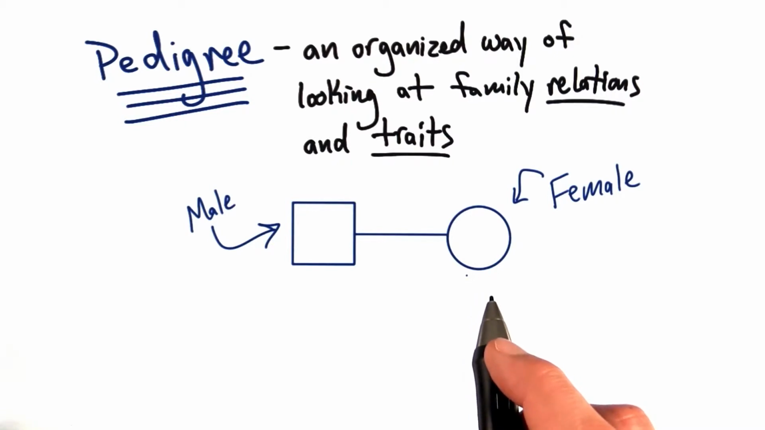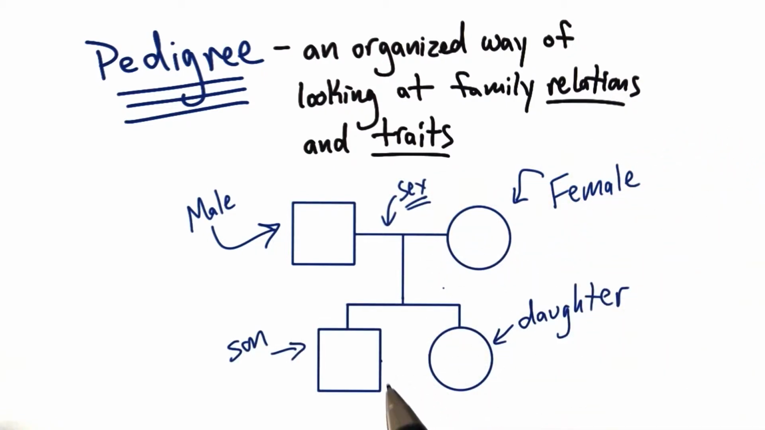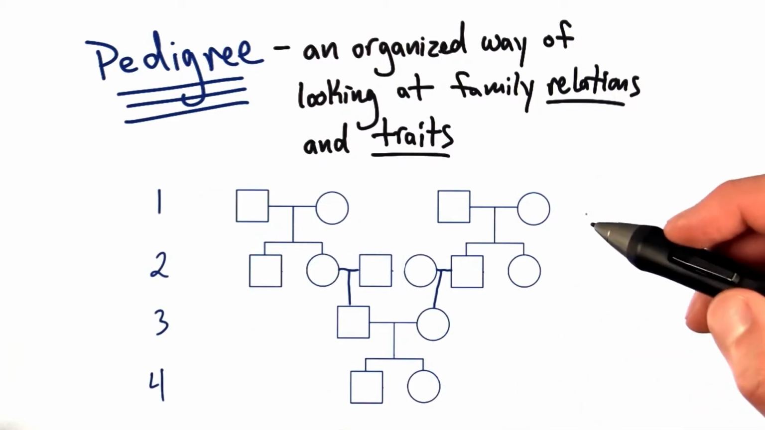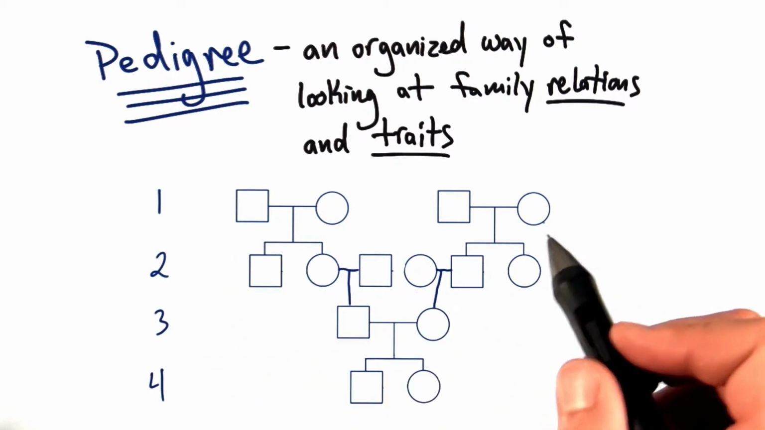It simply indicates that there were sexual relations, and a line coming downwards and then splitting into any number of more circles and squares simply indicates the number of children and whether they were sons, squares, or daughters, circles. And each new generation in the pedigree gets its own row. So here we have the children, the parents, the grandparents, the great-grandparents.